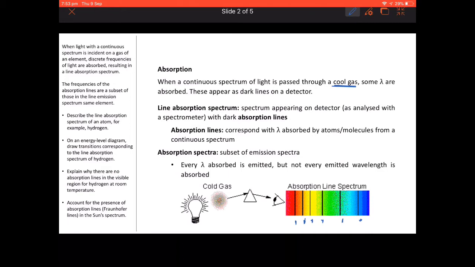In our graphic here, we've got some light of a continuous spectrum being passed through a cold gas, and then that light is passed through a prism so that the light separates out into its spectrum, and then it's viewed with an eye through a spectroscope or spectrometer. When the eye is viewing this through the spectrometer, this is an example of what the eye would be seeing. So some of those wavelengths are missing because they've been absorbed.